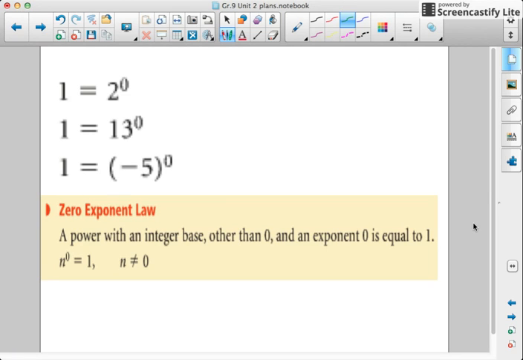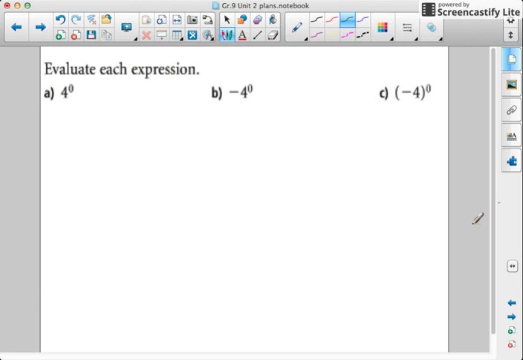Okay, so if you want a proof of this law or a further explanation of how this works, you can ask me. I will give it to you, but for now we're just going to go over this in this video. So 2 exponent 0 actually equals 1. 13 to the exponent 0 also equals 1. And negative 5 to the exponent 0 equals 1. So more examples. 4 exponent 0 equals 1.